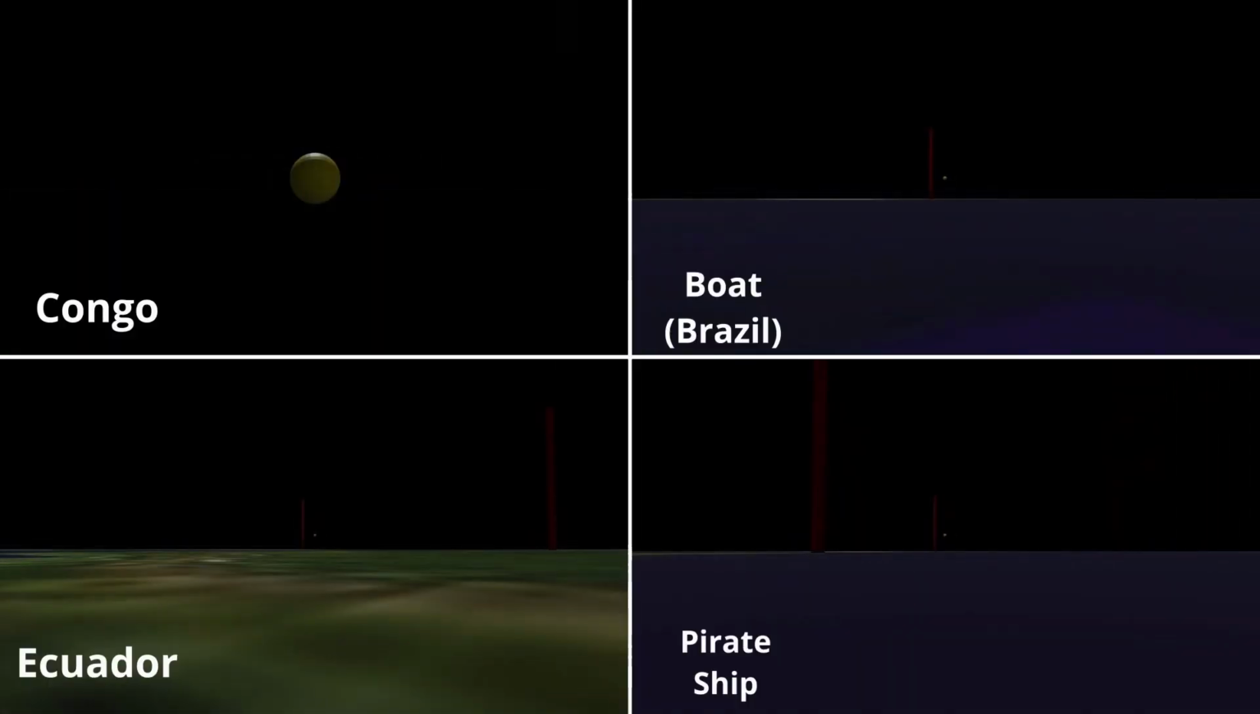Now some freeze frames. This is when the sun is above Congo, equator at 6 am. At both boats, it's around 9 am. Note how the sun appears almost the same position as from Ecuador, though it should be ahead by 3 hours.